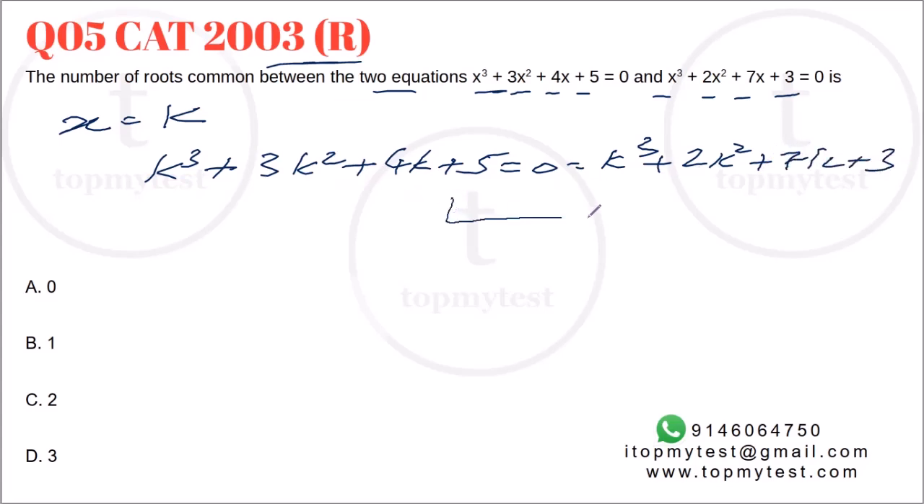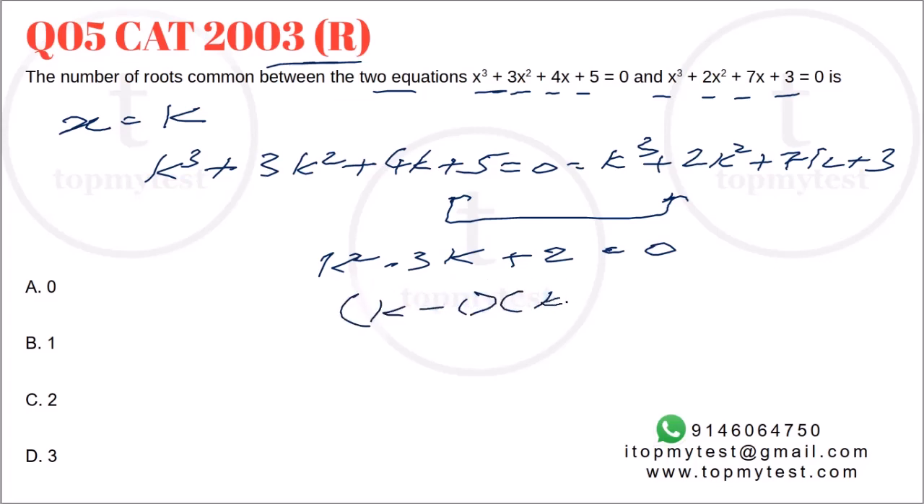Right, now I equate the first and the last relation. I'll get k cube and k cube will get cancelled. 3k square minus 2k square will be k square. 4k minus 7k will be minus 3k. And 5 minus 3 will be 2, equals 0. So this will give me k minus 1 into k minus 2 equals 0, or k will be equal to 1 and 2. So ideally it looks like two common roots. But am I doing something wrong?